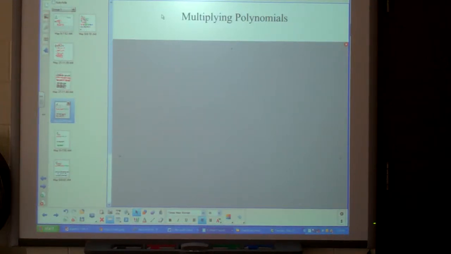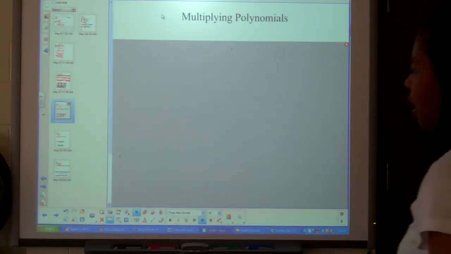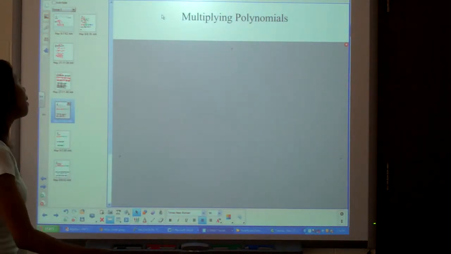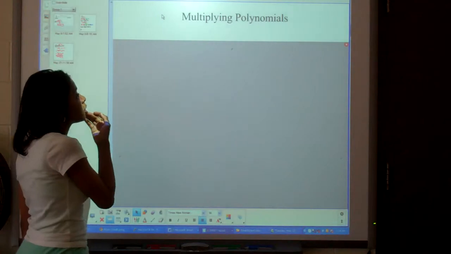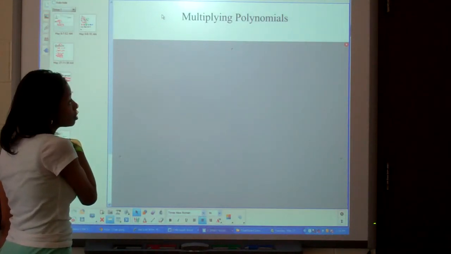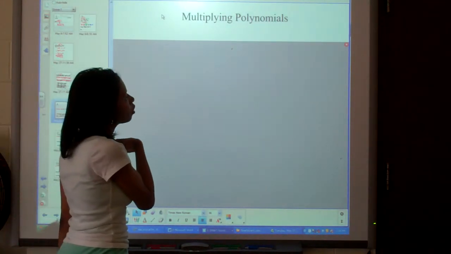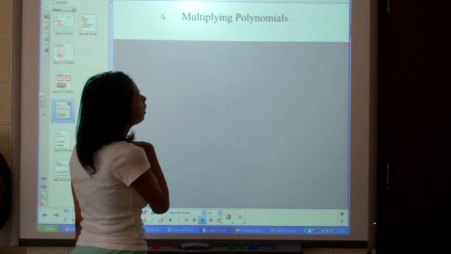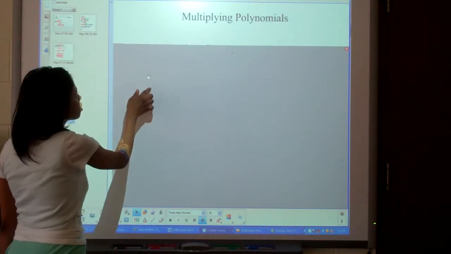All right, this is part 2 of multiplying polynomials. Now we're going to do binomial times binomial and binomial times trinomial multiplication. So a binomial times a binomial, and then a binomial multiplied by a trinomial. We might even do a binomial times a polynomial. So here's our first example.